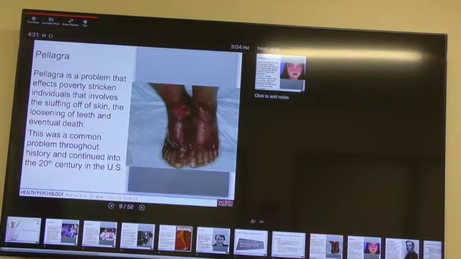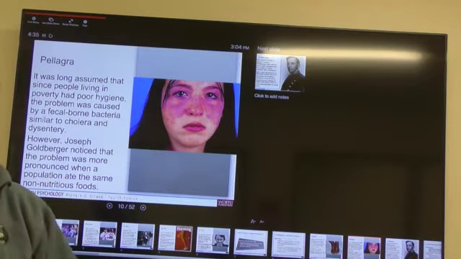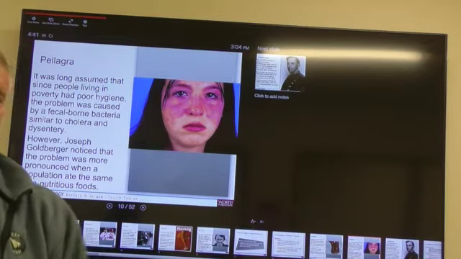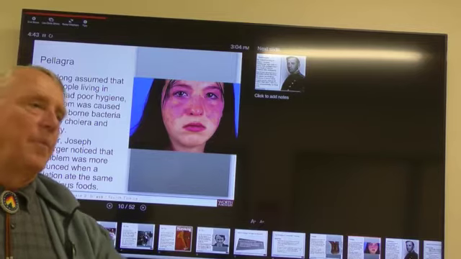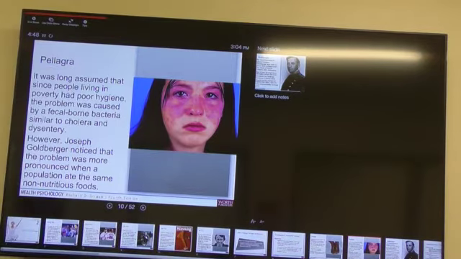But nobody knew where it came from. It was long assumed that since people living in poverty had poor hygiene, the problem was caused by a fecal-borne bacteria similar to cholera and dysentery. Where does cholera and dysentery come from? Somebody has diarrhea. They unfortunately defecate into the water supply. Then the bacteria from their feces gets into the water supply, and now they spread dysentery and cholera. As sad as that is, don't cry. Things aren't as bad as they seem.